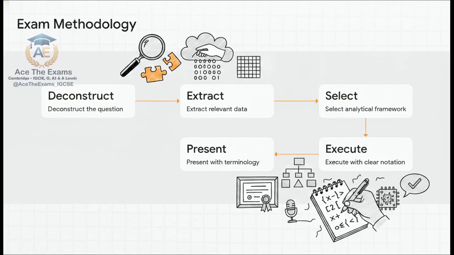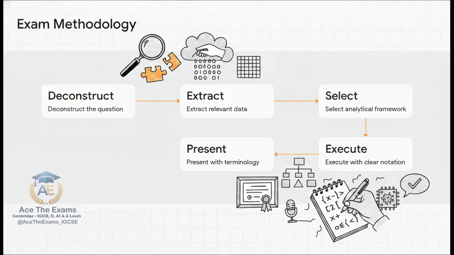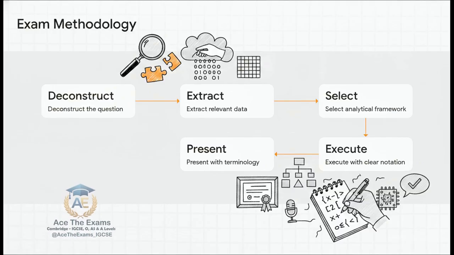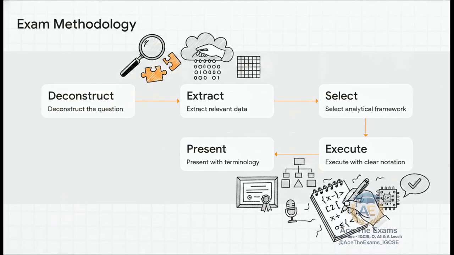Let's do a 60-second mental rewrite for Alex and Sam. First, deconstruct the question. Underline the conditions. Second, extract relevant data. What are our inputs and outputs? Third, select your analytical framework, which means mapping out the logic gates. Fourth, execute your solution using absolutely clear, unambiguous notation. No messy scribbles. And fifth, present your final answer using correct terminology. If Sam had just followed these 5 steps instead of rushing to the finish line, he would have picked up every single method mark available. This isn't just a suggestion, this is your core racing line for the exam.